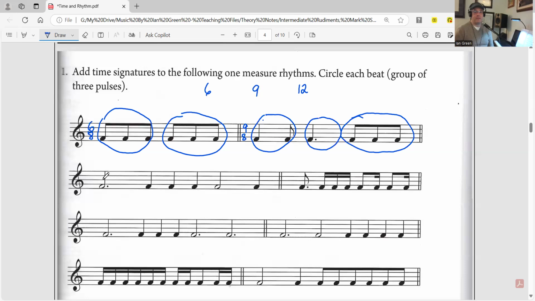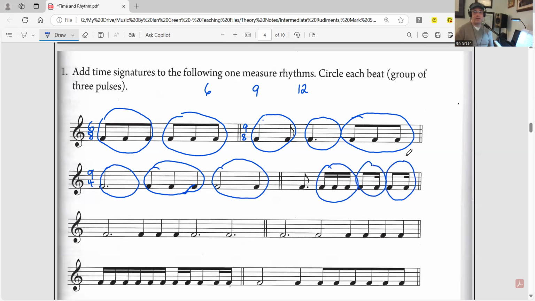Now here, this looks like potentially groups of quarter notes. 1, 2, 3, 4, 5, 6, 7, 8, 9. So 9/4. Now here, this looks like 16th notes. There's a group of 3 here. There's 2 plus 1, a group of 3 here. 2 plus 1, group of 3. And then this is also the equivalent of a group of 3. So we have here 12/16.